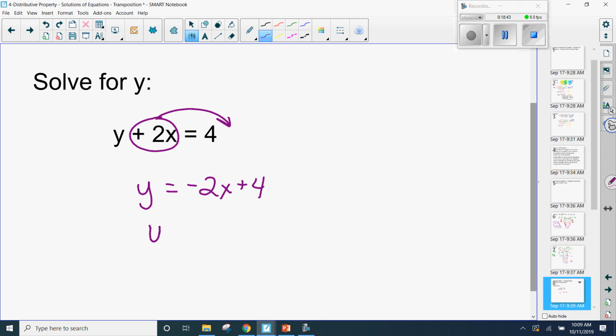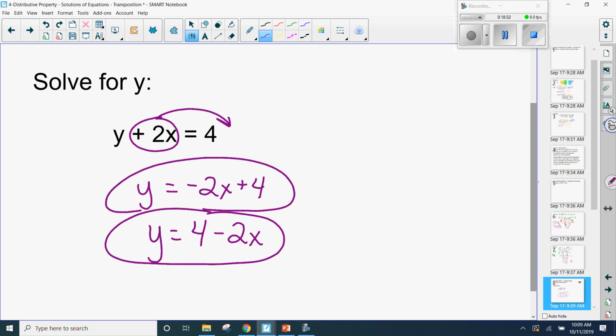This is okay. This is the same thing. 4, and if I move that over, it becomes -2x. Either one of these answers works, okay? I cannot group the 4 and the -2x together. Why? They're not like terms. Why are they not like terms? 4 doesn't have an x. So they are not like terms, so you cannot group them together. So you're left with the 2 terms in your answer.